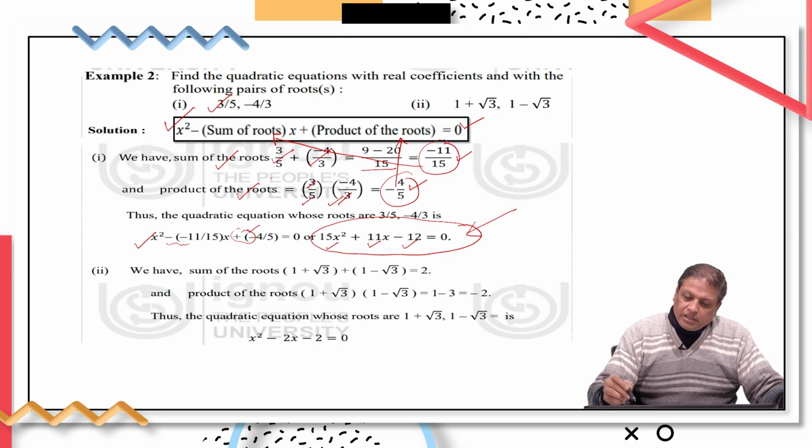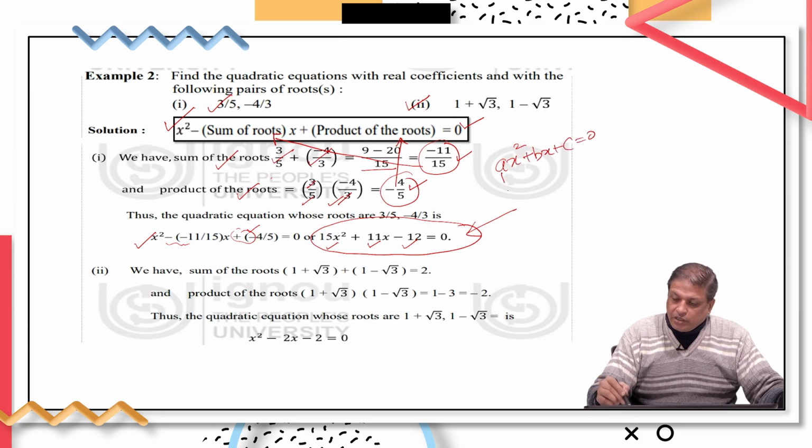On the same lines, say for the next question, 1 plus square root of 3 and 1 minus square root of 3 are the two roots of a quadratic equation, and we don't know what the quadratic equation is. Say the general form is ax square plus bx plus c is equal to 0, and we don't know what a, b and c are. In order to formulate the quadratic equation, firstly we need to find the sum of the roots, that is 1 plus square root of 3 plus 1 minus square root of 3. So, the square root of 3 terms cancel out and 1 plus 1 is 2.